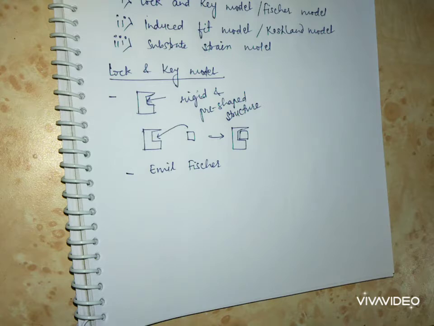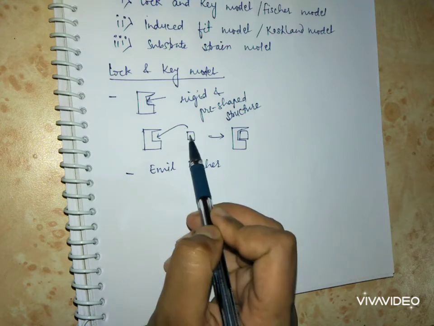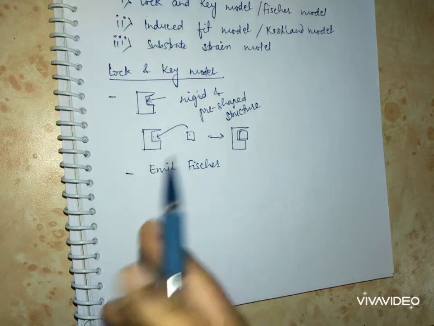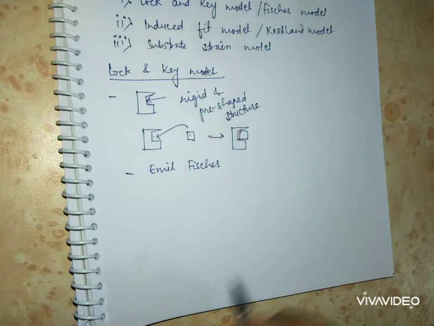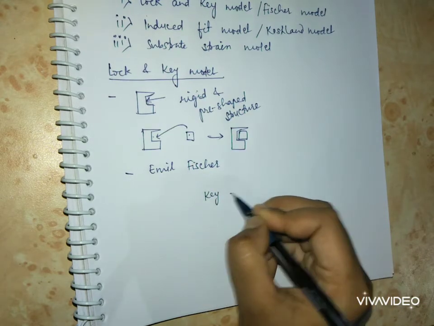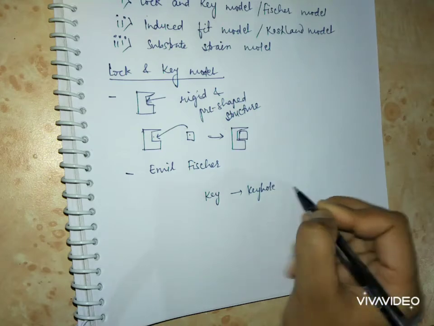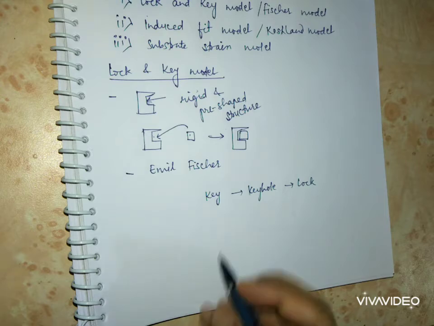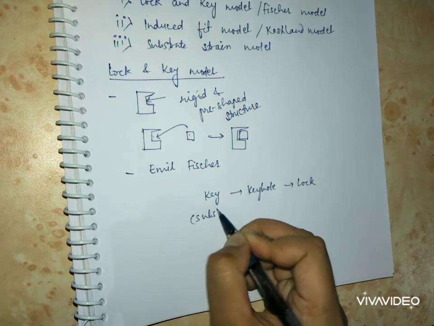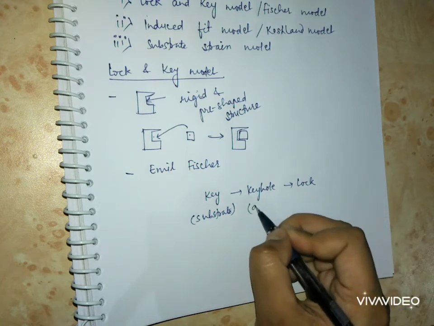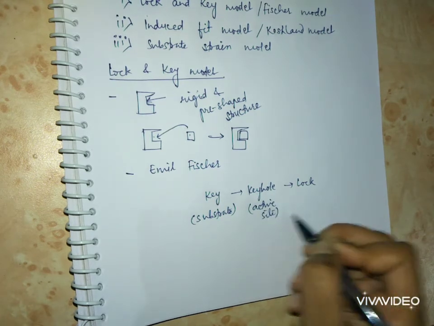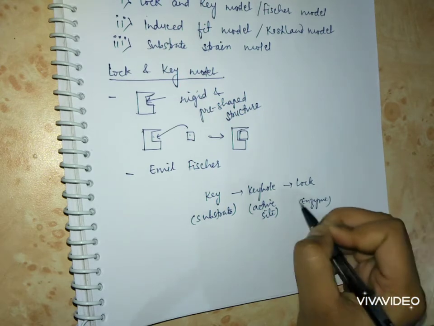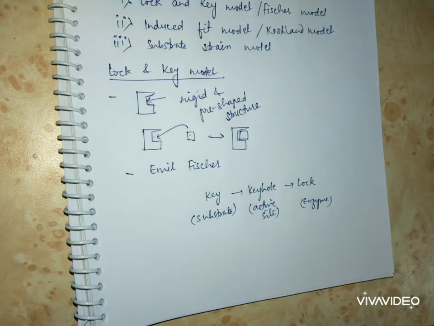And the theory also says that the substrate binds to the active site in a very similar way, like a key fits the keyhole of a lock. Here we can say that the substrate fits the active site of an enzyme. The mechanism is very similar to that of a lock and key mechanism. This was the theory proposed by Fischer.